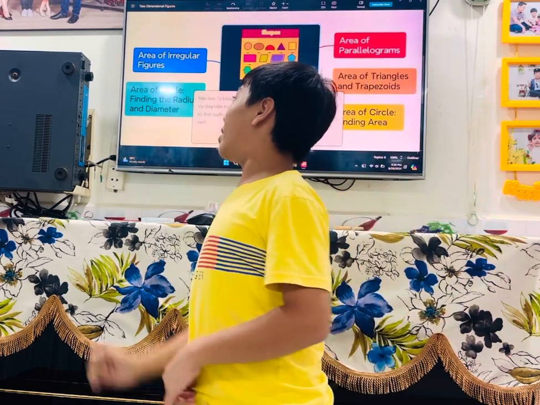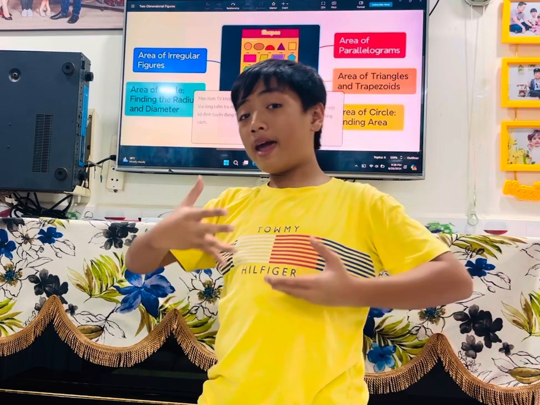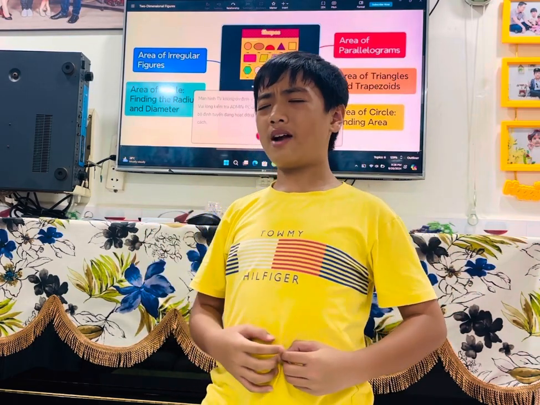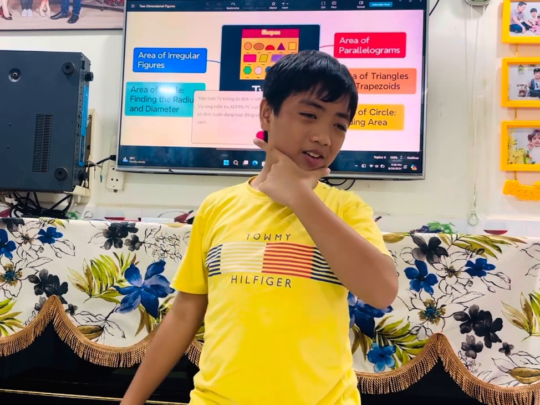And finally, we have irregular figures. Let's say there's an arrow shape and you want to measure its area. How?